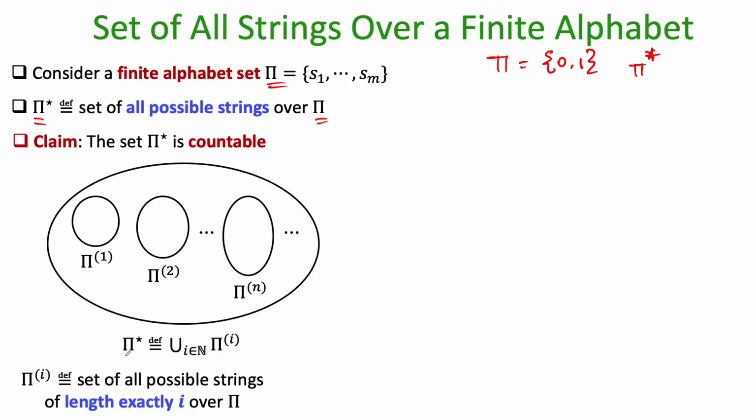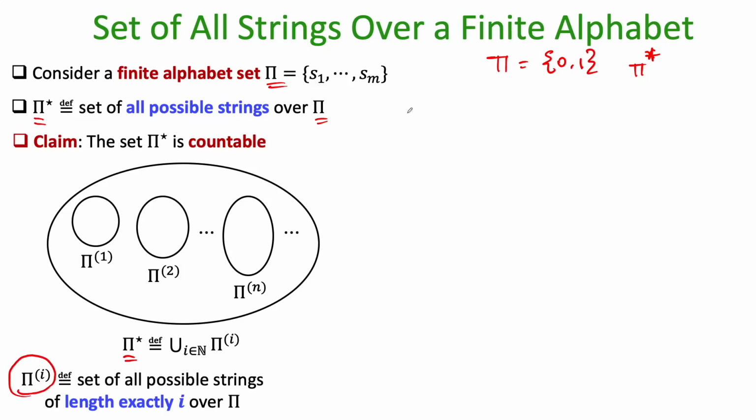So again, what is Π*? The way we have defined Π* for the case of a binary alphabet, we are going to follow that definition. Π* will be the union of various subsets Π^i, where Π^i denotes the subset of all strings of length exactly i over the alphabet Π.